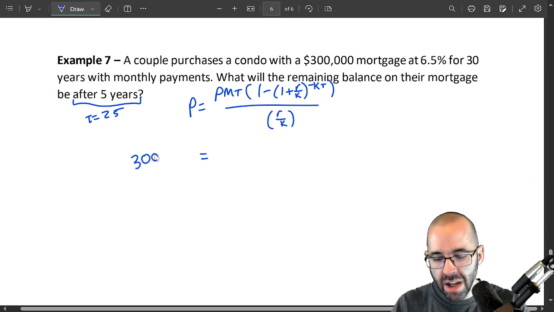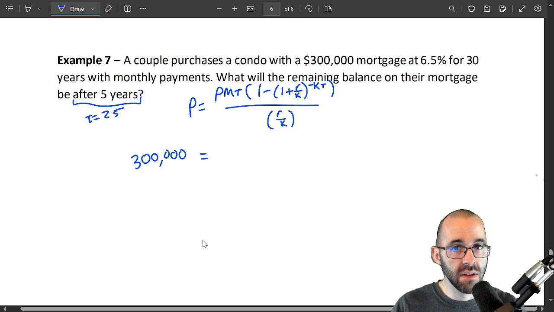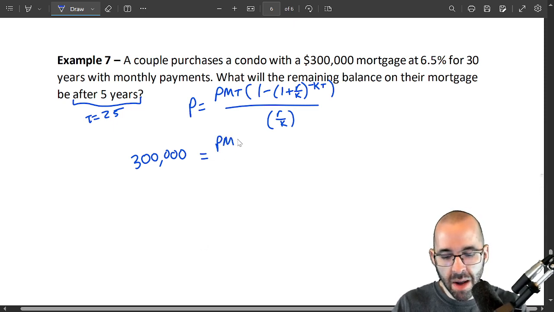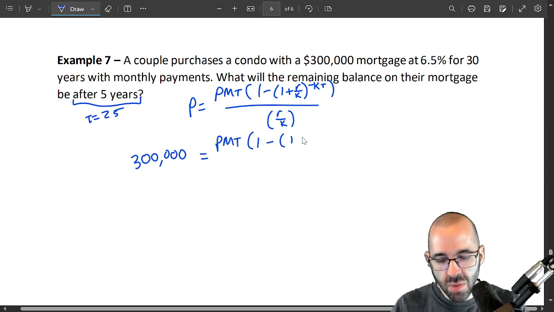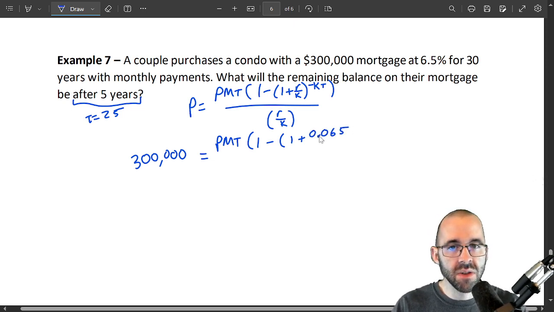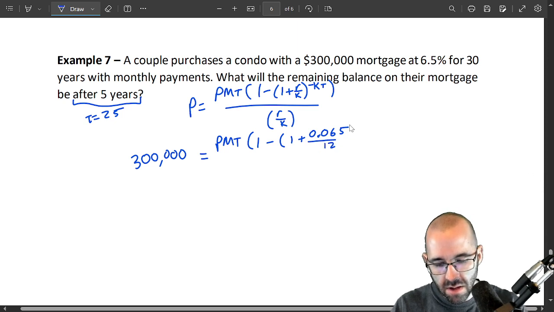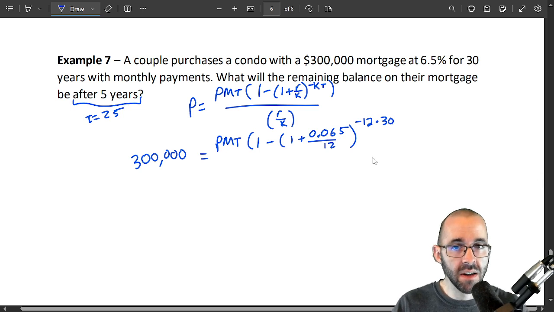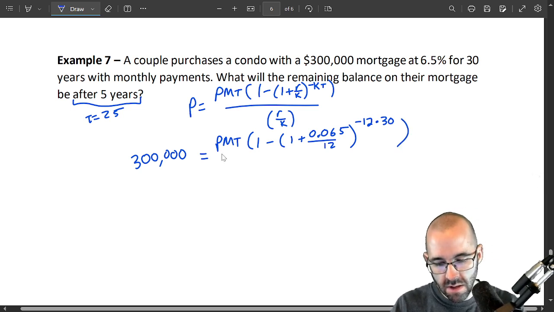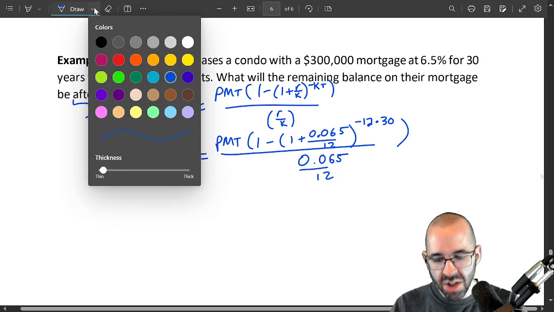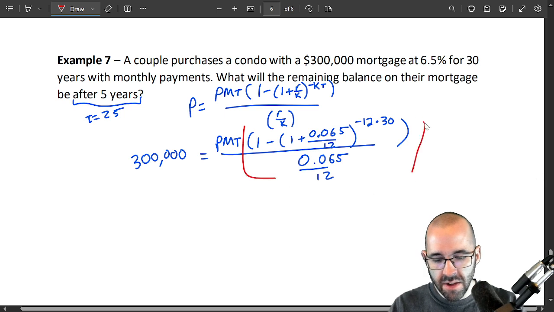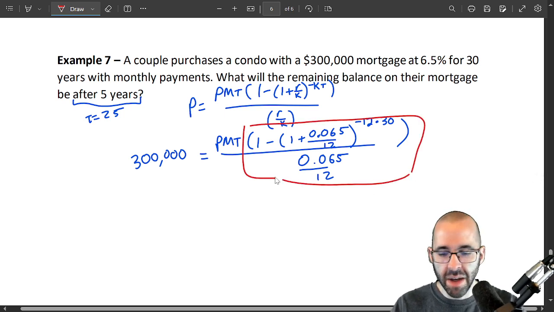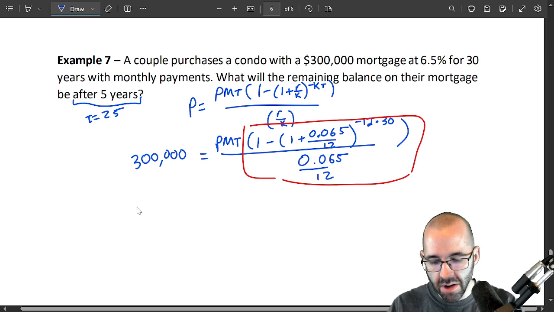So if we have 300,000 at the start, we can find our monthly payments that way. 1 minus, 1 plus 6.5% is 0.065. And at the start, there's 30 years remaining. All right. And again, just very similar to before, this is our big red box. You can find the big red box and then divide it over.